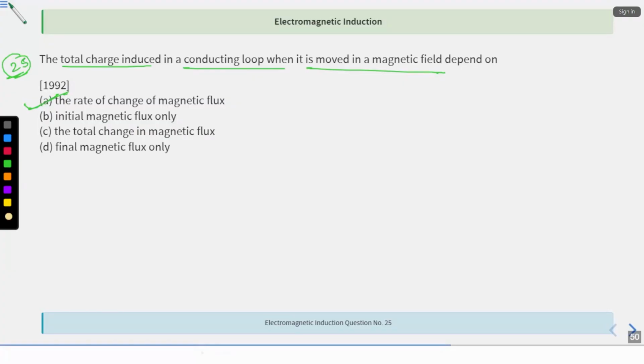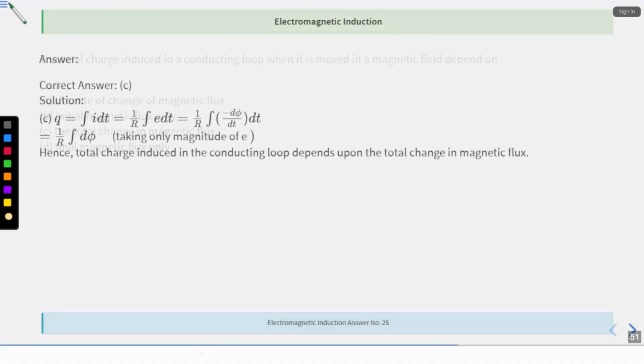Okay, sorry. It's not about magnetic flux. It's only about the charge. Sorry for the confusion. It's for the charge, not about magnetic flux. So total charge induced in the conducting loop. We need to tell about Q, and Q is given by I into T, which is V by R into T.